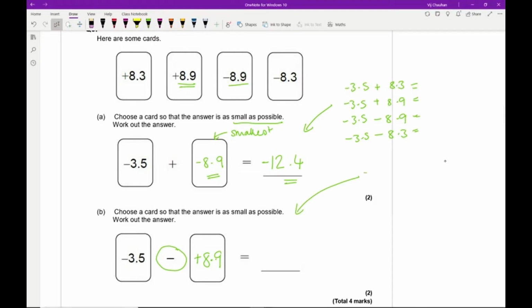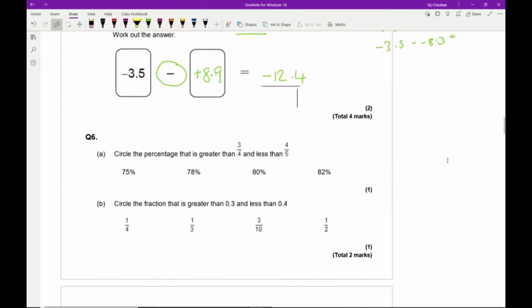So here we're going to go for minus 3.5 minus 8.3 plus, sorry, minus, so minus 3.5 minus 8.9, minus 3.5 minus minus 8.9, and minus 3.5 minus minus 8.3. Work out each of those four possible answers and go for whichever gives you the smallest answer. Now if you've done that correctly, you should end up with the same answer of minus 12.4.